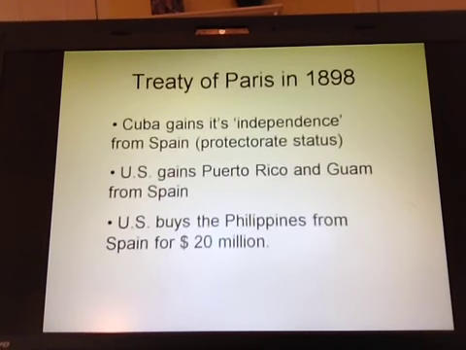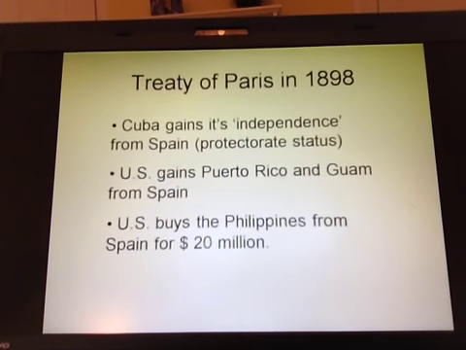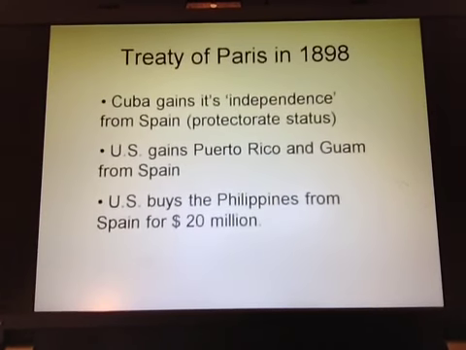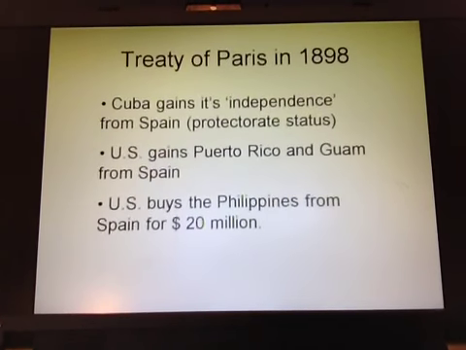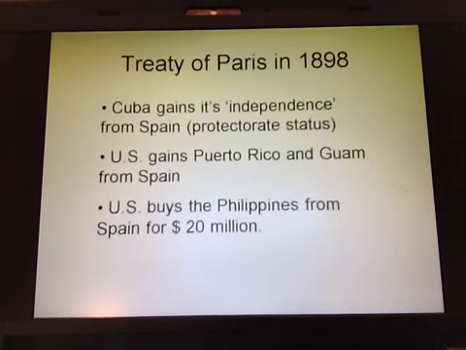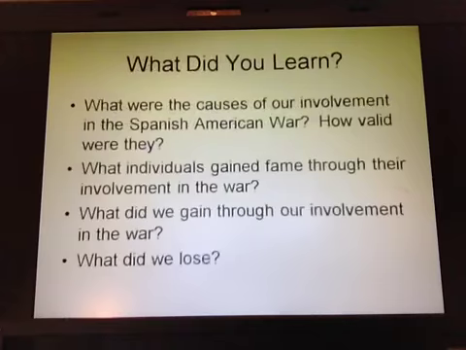And then we're going to buy the Philippines from Spain for $20 million, since we didn't actually have a lot of people on the ground there to militarily control and consolidate our hold of the Philippines. And we're going to buy it for $20 million, but then we're going to have to spend a lot more money than that to fight a war forcing the Filipinos to accept our rule.